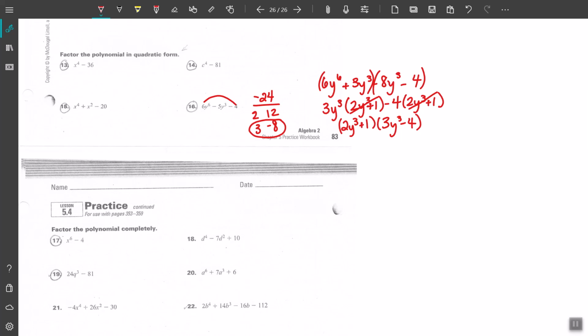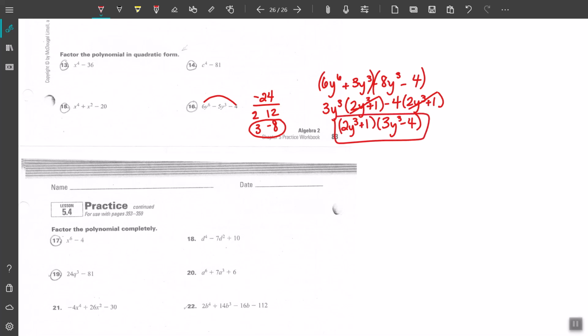At this point, we don't have any difference of squares. The only one that's a difference is this right here. 4 is a square, but 3y cubed is not a square, and it cannot be written as a square. It's not a y to the 4th that we could rewrite as y to the 2nd squared. It can't even be rewritten. So this is our final answer here.